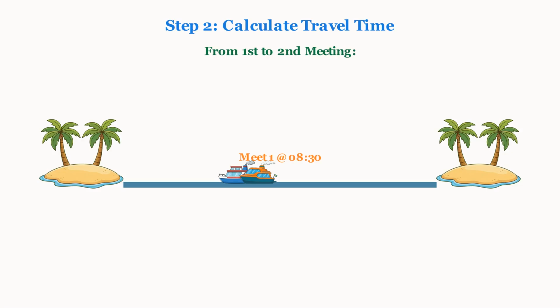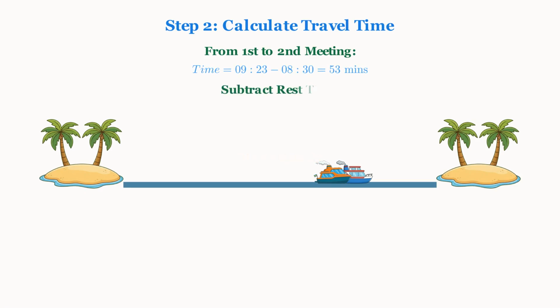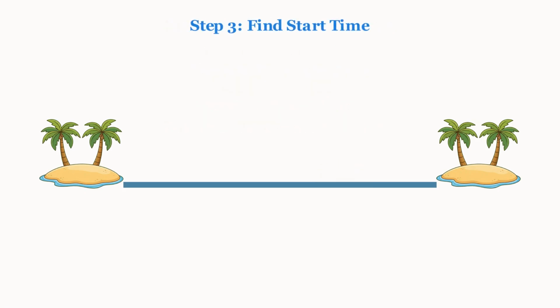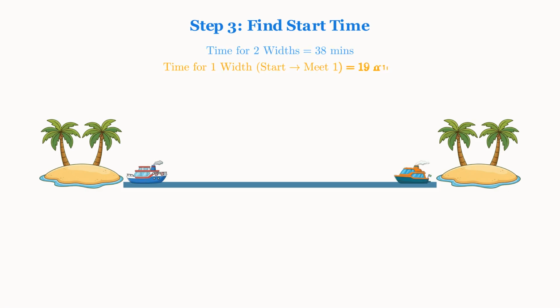Let's trace the journey. From the first meeting at 8:30, through their destinations where they rest, to the second meeting at 9:23, that's 53 minutes total. But they rested for 15 minutes, so the actual travel time is 53 minus 15, which equals 38 minutes. And this 38 minutes represents 2 river widths of travel. So 1 width takes 19 minutes, that's the time from start to the first meeting.